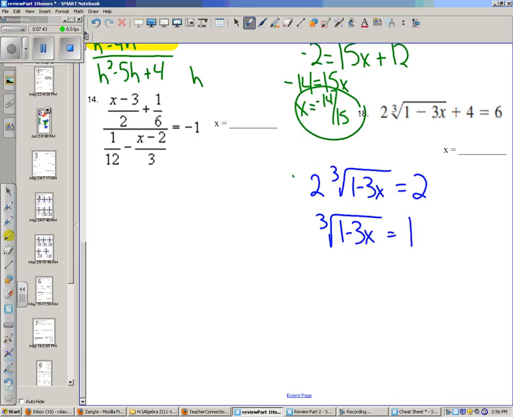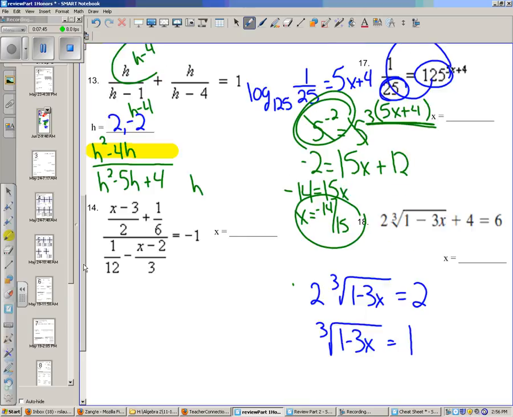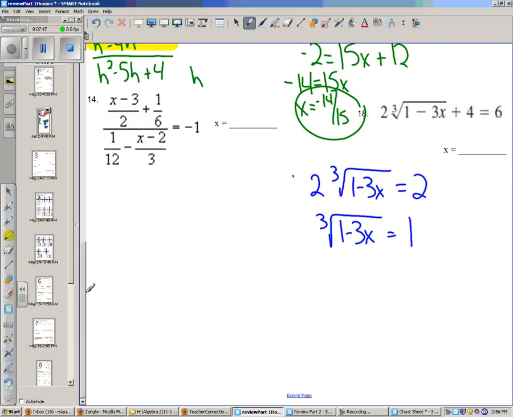And now to get x by itself, to undo the cube root, I cube both sides. So when I cube the left side, that makes the cube root go away. Then I will cube the other side, and it's 1 to the 3rd power, not 1 times 3. So now I'm going to solve for x, bring the 1 over, which I get 0, so x is just 0.